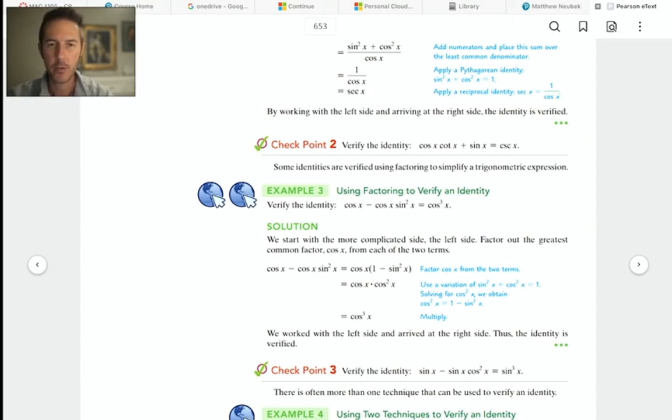The other mathematical punctuation mark at the end of a proof that we see sometimes says QED, which is short for Quod Erat Demonstrandum, which is Latin for it has been shown. So at the end of this proof, above the first set of green dots, it says, by working with the left side and arriving at the right side, the identity is verified. And below that, above the next set of green dots, it says, thus, the identity is verified. So it sort of harkens back to an old school way of wrapping up a proof.